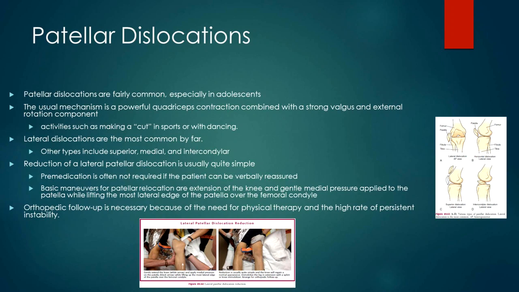Patellar dislocation is fairly common, especially in adolescents. The usual mechanism is a powerful quadriceps contraction combined with a strong valgus or external rotation component, such as making a cut in sports or dancing. Lateral dislocations are the most common by far. You can get superior, medial, and intercondylar.